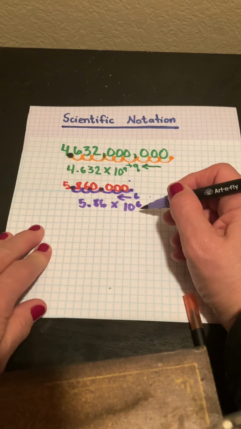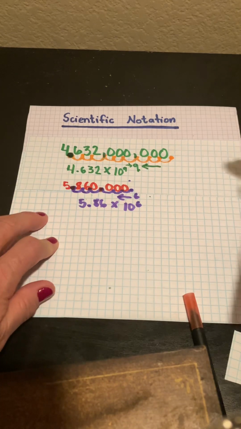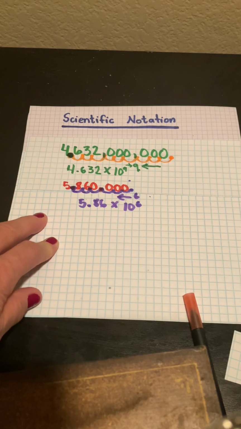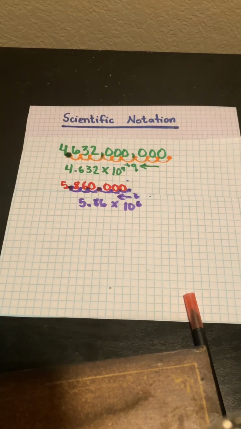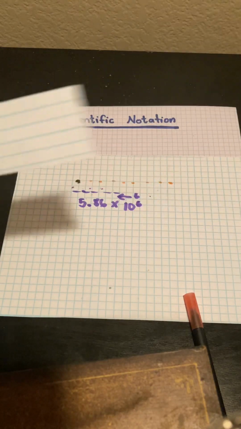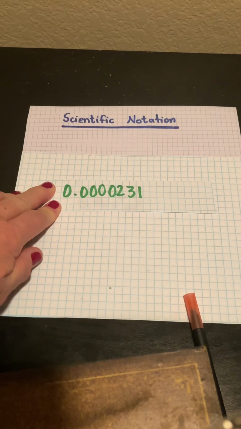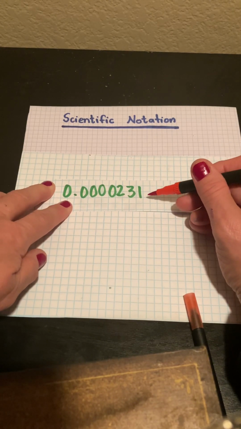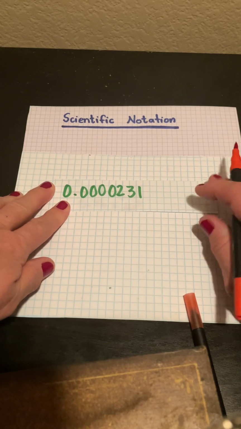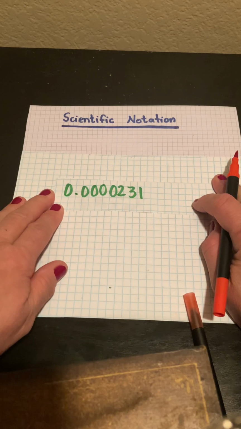So now we are going to see something different. Let's see another one, but we are going to go in a different direction. Let me show you which number I'm going to use. So let's say that we have this number. This is a really long number, but it's in the opposite direction. It's a very, very small quantity, a very small amount.